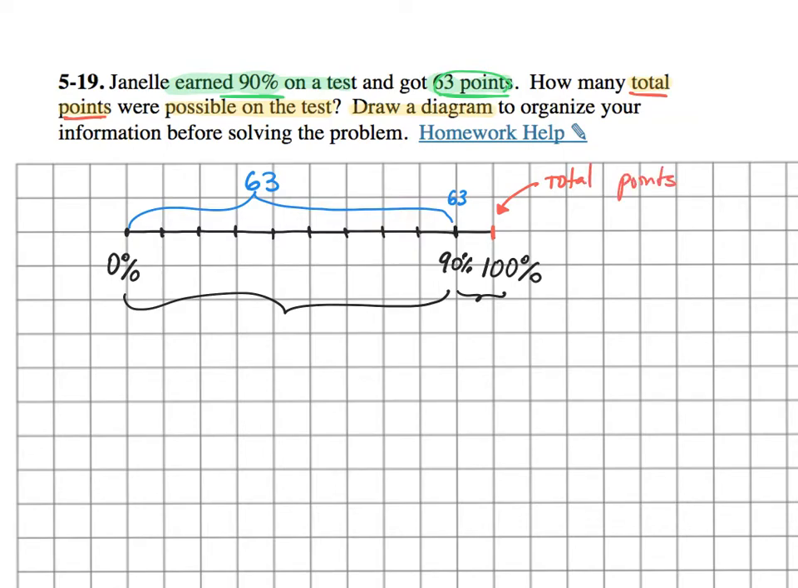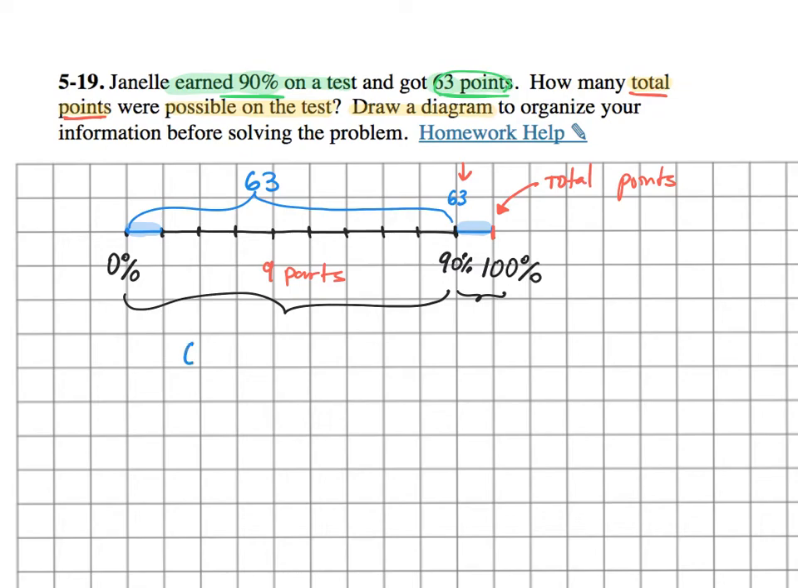Now, looking at the diagram, 90% is 9 parts, and those parts are each 10%. So altogether, 9 parts are equal to 63. So could you find one part? If I find one part, I will be able to find what's missing here and the total. So that's the idea. What kind of math would you do?